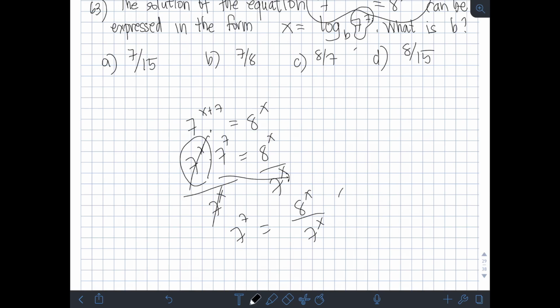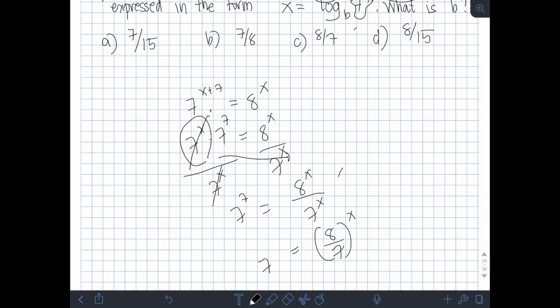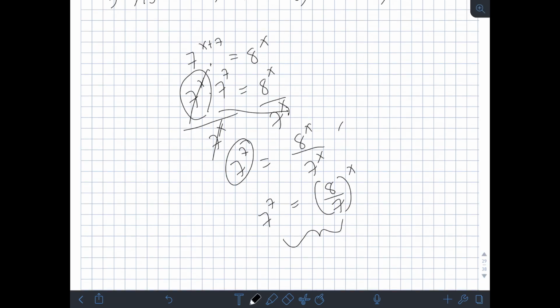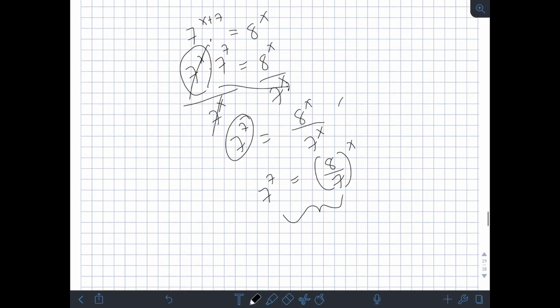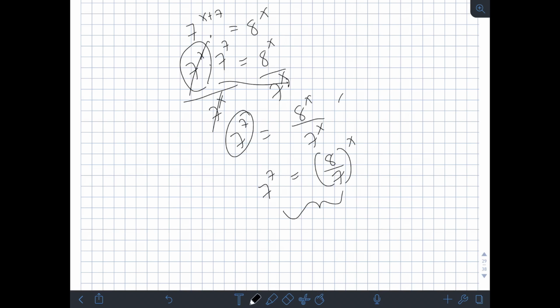Now, itong 8^x over 7^x, pwede ko itong isulat as (8/7)^x. Right? Law of exponent. So, equal siya sa 7^7. Now, meron na tayong exponential equation. Pwede natin tong matransform into logarithmic form. So, let's say meron tayong exponential equation na x raised to b is equal to y.